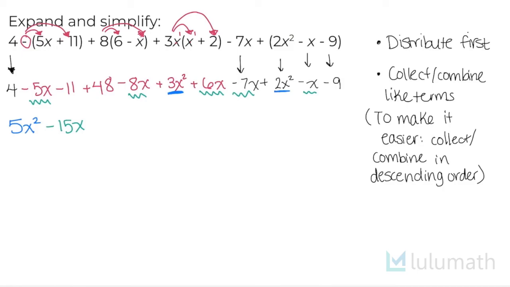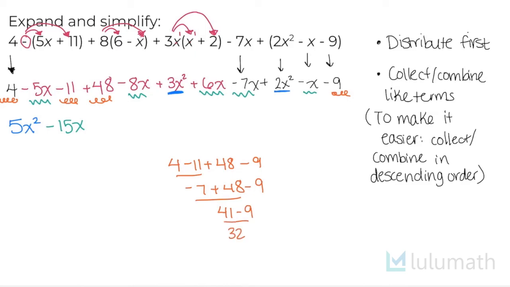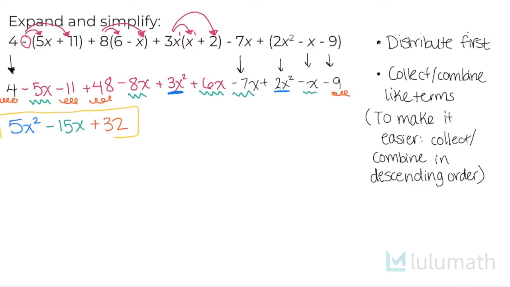Now I have my constants that need to be put together. So I see I have positive 4, negative 11, positive 48, and negative 9. So 4 minus 11 is negative 7, plus 48 minus 9. Negative 7 plus 48 is positive 41, and then 41 minus 9 is positive 32. So I can say plus 32 here. Again, you don't have to write this all out, but I just wrote it out so you can see where I'm getting these numbers from. And this right here is my final answer.